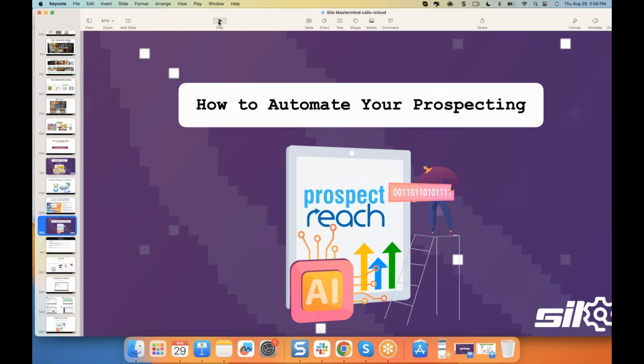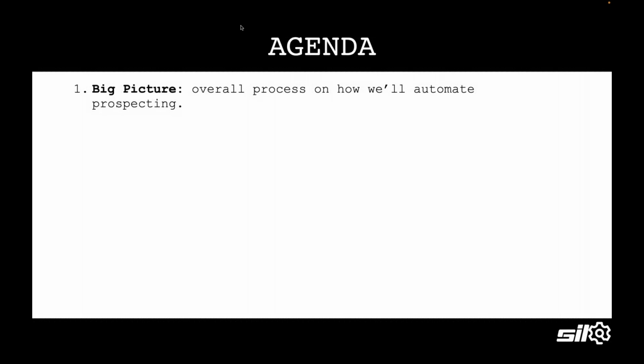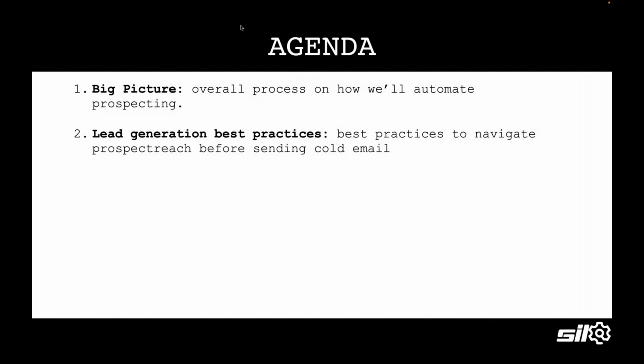All right, so today we're going to talk about how to automate your prospecting. The tools that we're going to be using are Prospect Reach and Go High Level. And the agenda, I'm going to give you the big picture. It's going to go over an overall process on how we'll automate prospecting. And I think that's going to really help to understand and conceptualize what we're doing and how these systems work together.